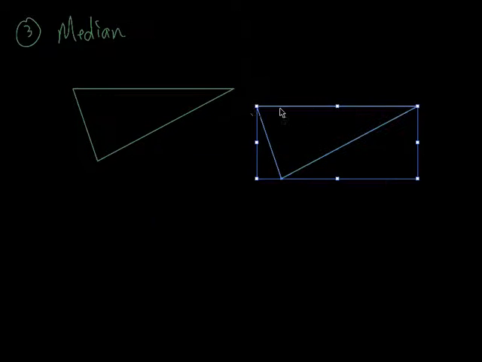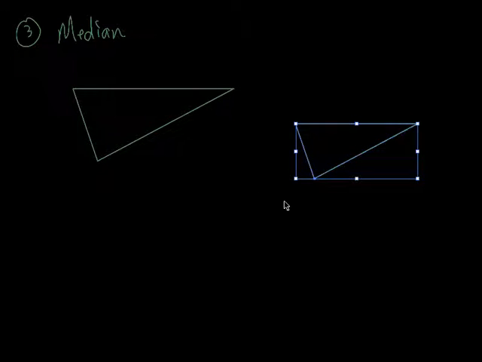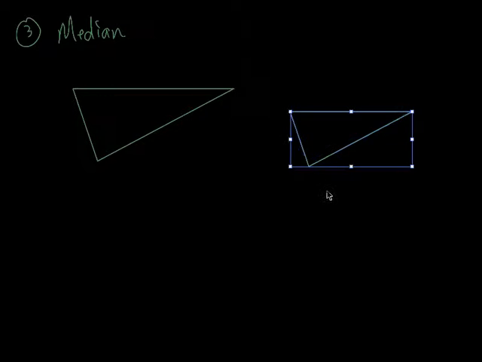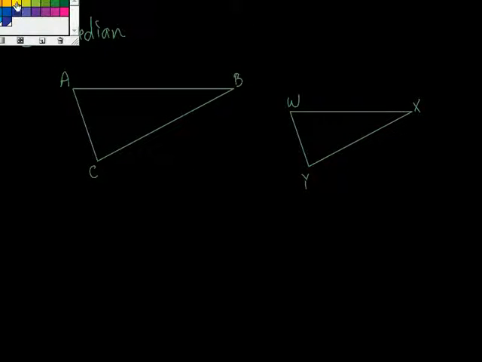All right, so I copied, pasted. I'm going to shrink this one down a little bit. Right there. Okay. I'll go a little faster on this because I think you're getting the hang of it now. So this is A, B, C. This is WXY. All right, and then let's do the median.